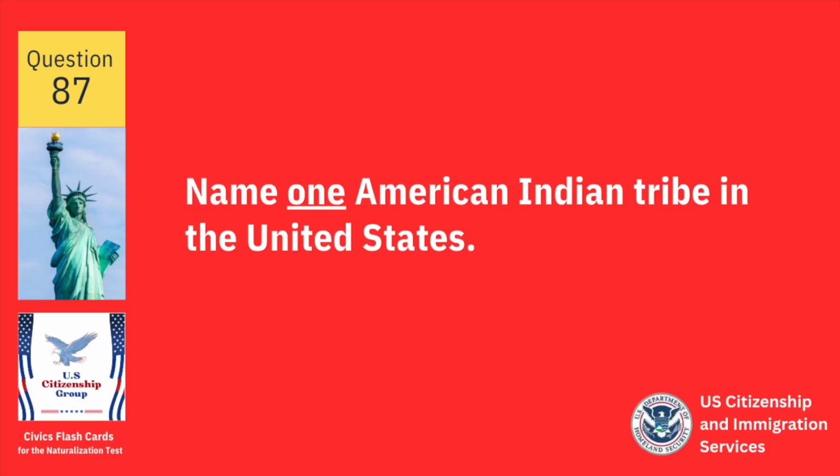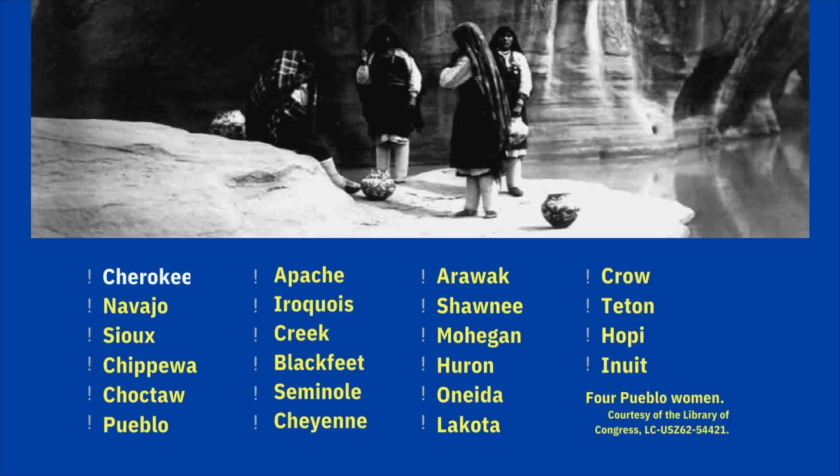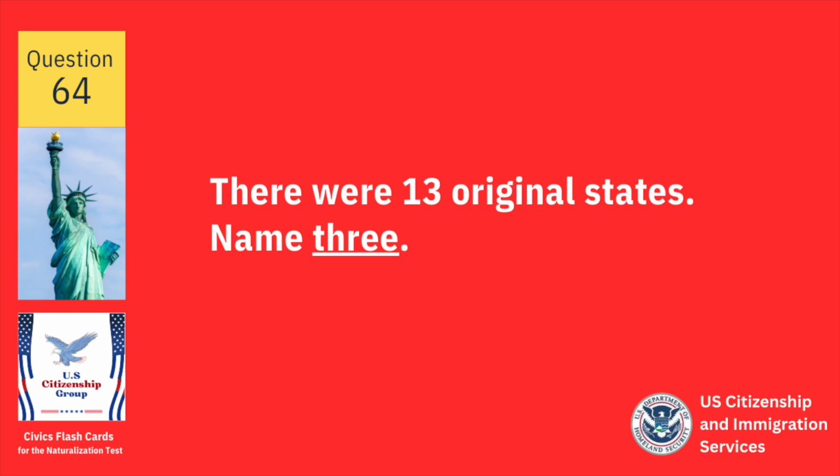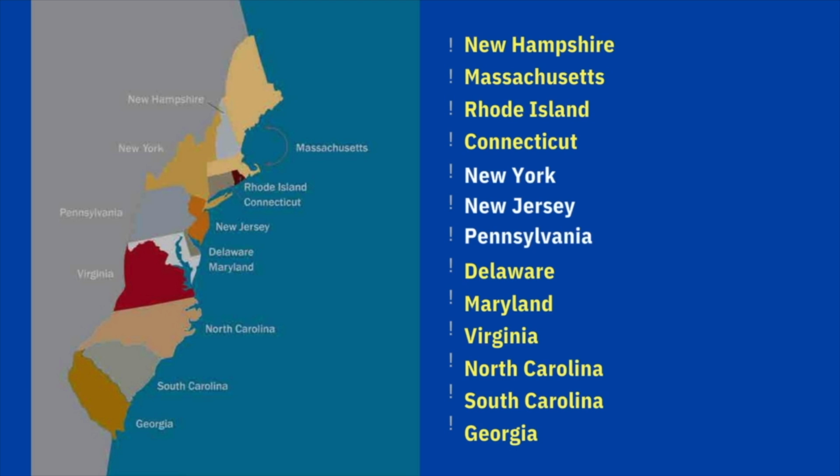Name one American Indian tribe in the United States. Cherokee. There were 13 original states. Name three. New York, New Jersey, Pennsylvania.